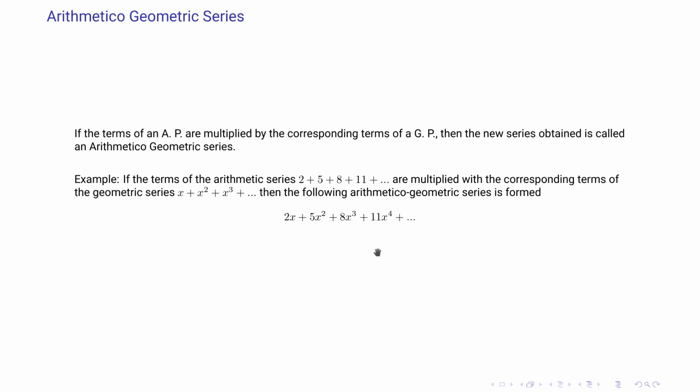Now we will also need to learn about a specific type of series called the arithmetico-geometric series. This series is obtained by multiplying the corresponding terms of an AP and a GP. For example, if the arithmetic series is 2 plus 5 plus 8 plus 11 and so on, and the geometric series is x plus x square plus x cube, then you multiply the corresponding terms to obtain the arithmetico-geometric series 2x plus 5x square plus 8x cube plus 11x4 and so on.